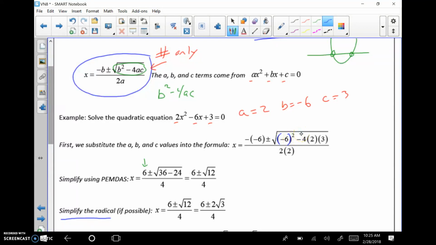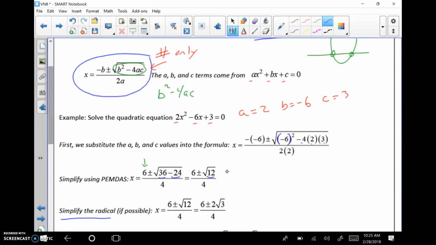And that's a common mistake, people think that that'll be negative 36, and that's why they'll end up getting the question wrong. But that negative 6 squared actually gives you positive 36. And then you have a negative 4 times 2 times 3, that gives you negative 24. 36 minus 24 is 12.